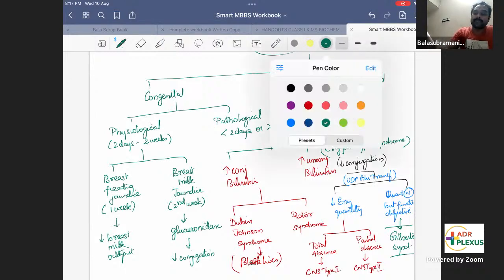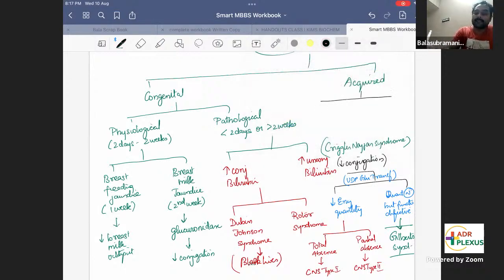How do you classify acquired jaundice? It's very easy. Acquired jaundice is classified as pre-hepatic, hepatic, or post-hepatic. That's all. It's based on the causes: whether the cause is outside the liver before it, whether the cause is inside the liver, or whether the cause is after the liver.